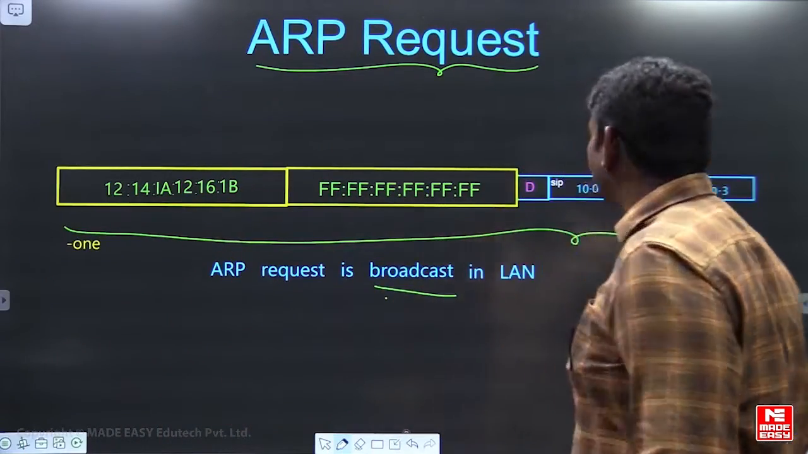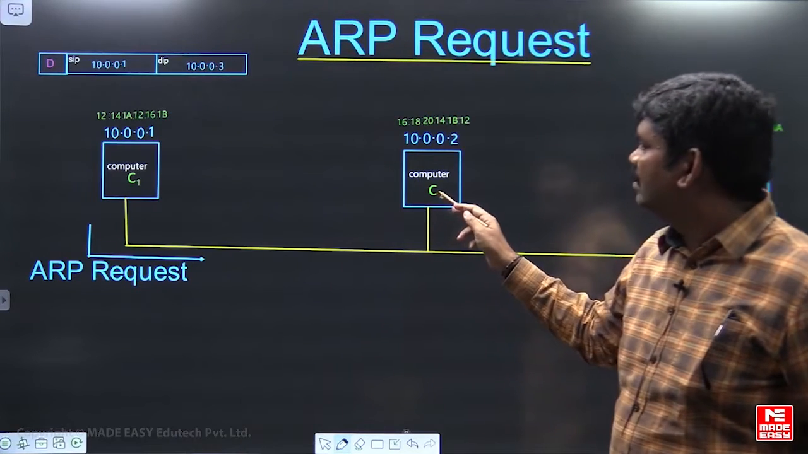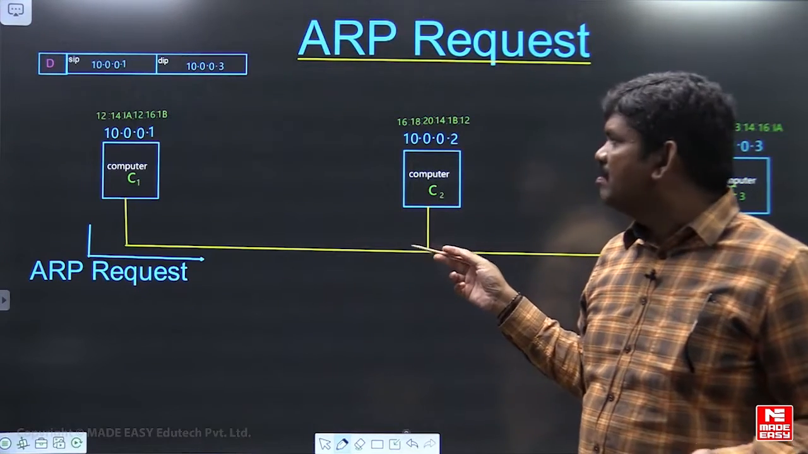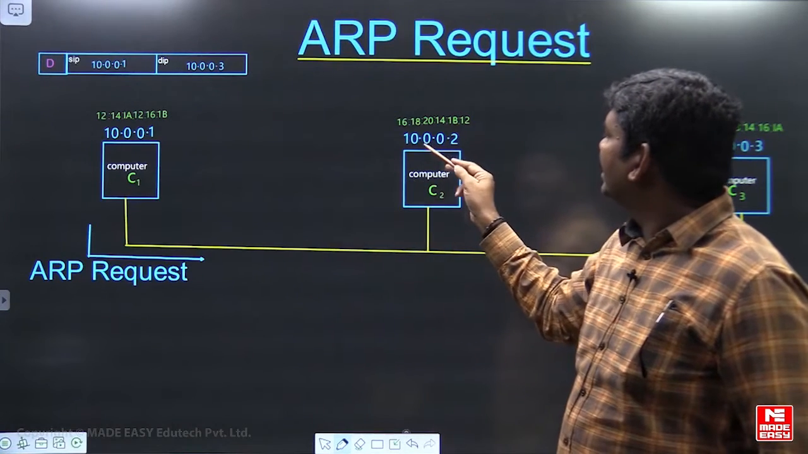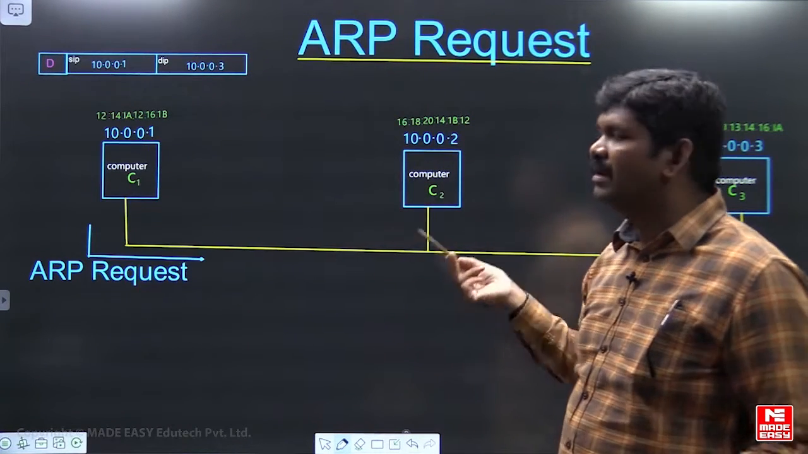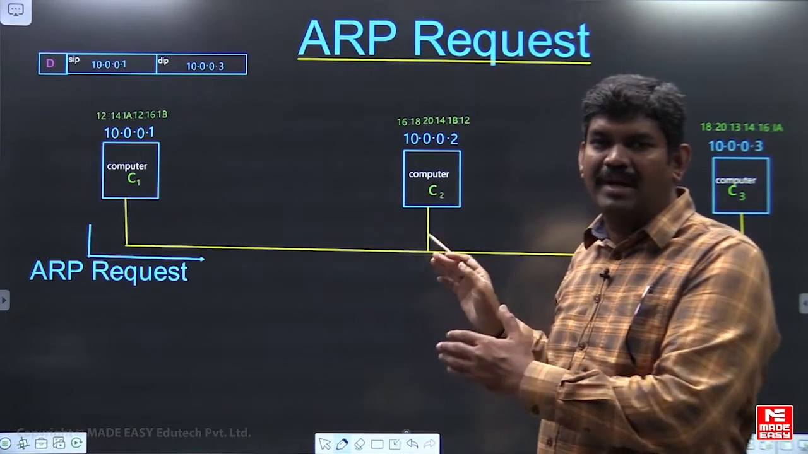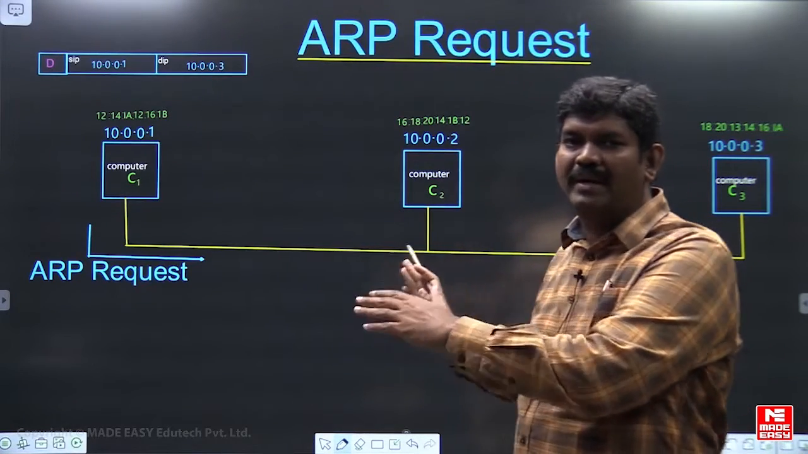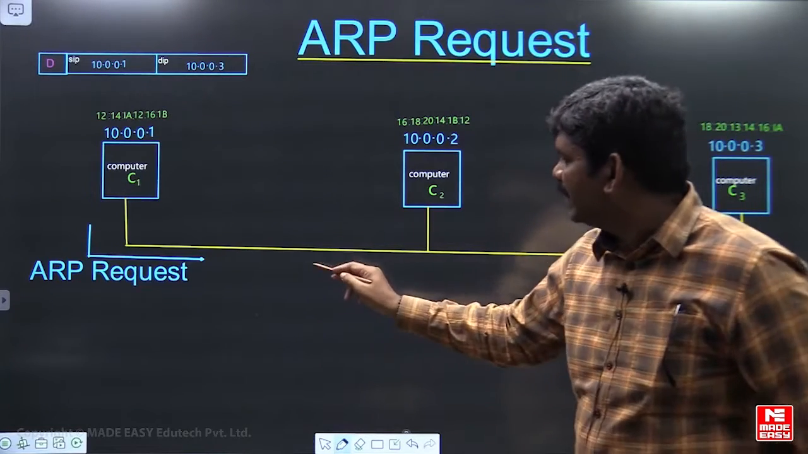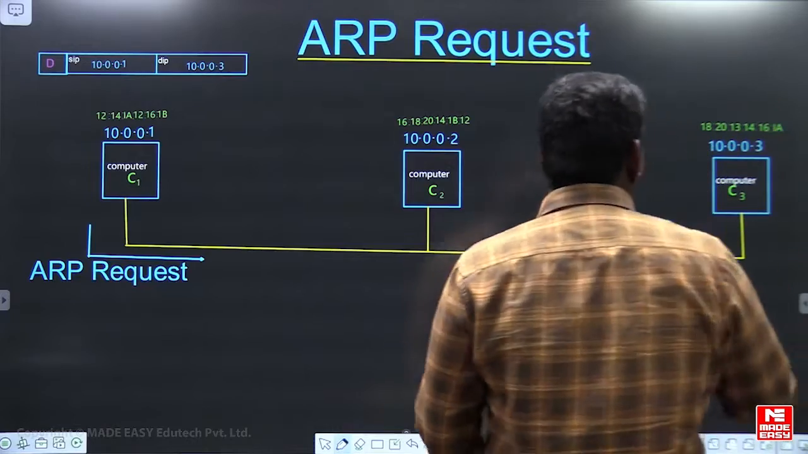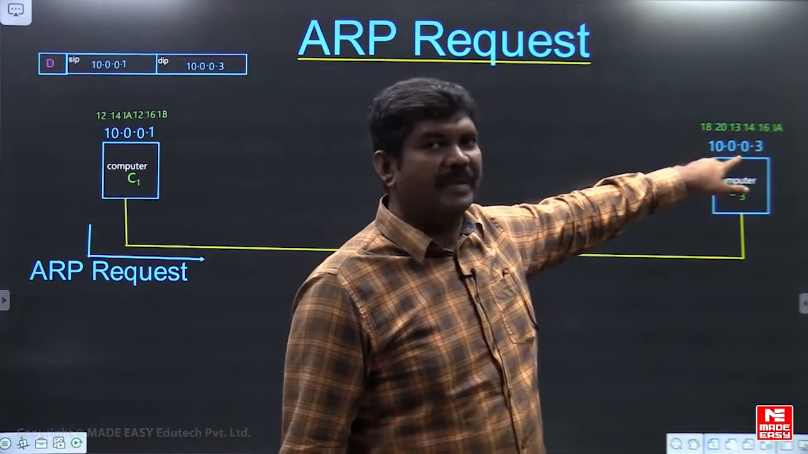For example, you can see in this diagram, this request packet will go to this computer also, but it will not respond. Why? Because the destination IP is 10.0.0.3, but here the IP is 10.0.0.2. It will not respond with its MAC address. Our target is that the other system has to respond with its MAC address once the IP address is matching. Then that request packet is forwarded to this computer also. Now you can see this IP is matching.